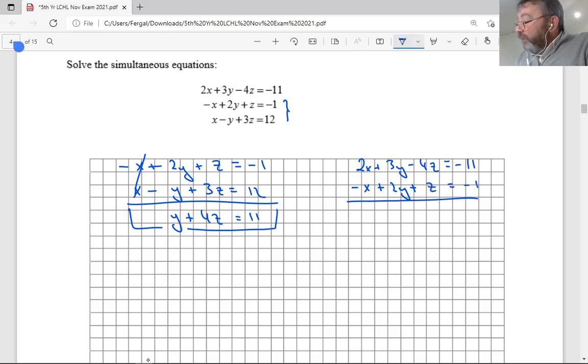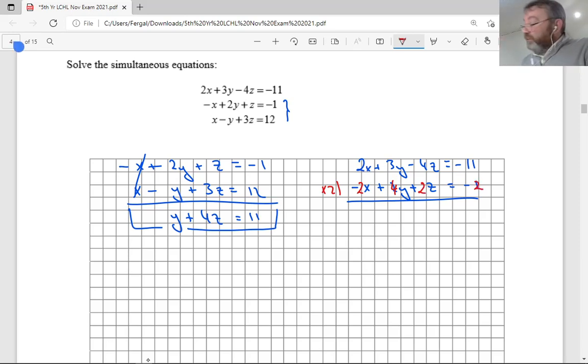And this time I'm going to multiply the second equation by 2. So that means I'm going to get the x's to cancel again. If you get the x's to cancel the first time round, you've got to get the same term to cancel the second time round. So that's going to give me a new equation, which will be minus 2x plus 4y plus 2z equals minus 2.